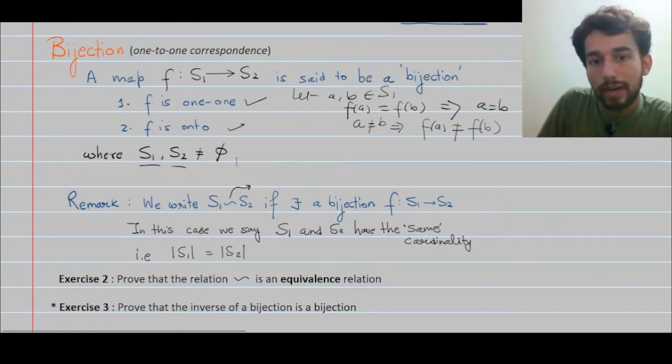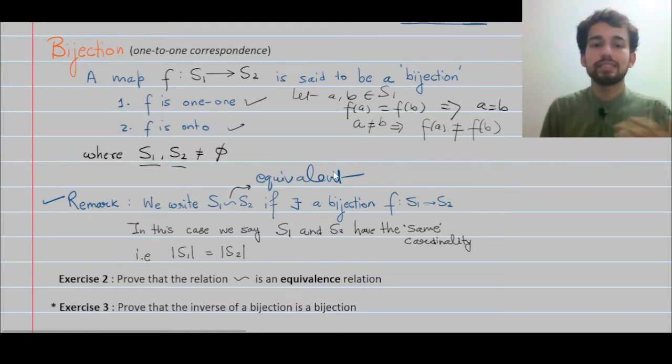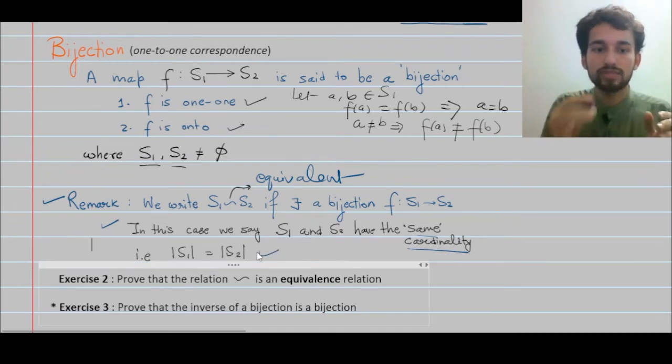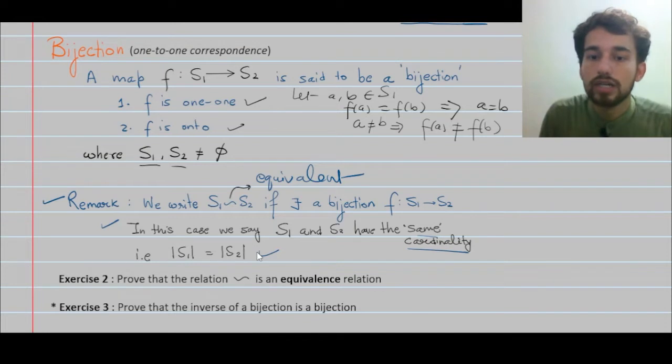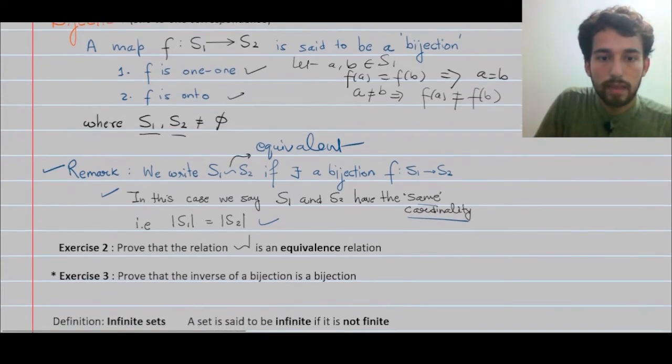If the map is a bijection, then there's an important remark before moving ahead: S1 and S2 in this particular case are said to be equivalent. These two sets are said to be equivalent if there exists a bijection between them. And in this case, these two sets have the same cardinality, which is denoted by the name of the set within absolute vertical bars. Again, be careful that this is the case of finite sets, whatever we have just discussed.